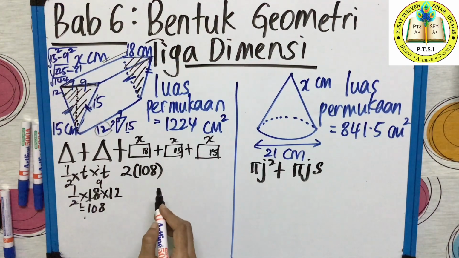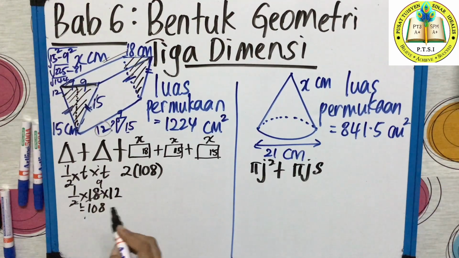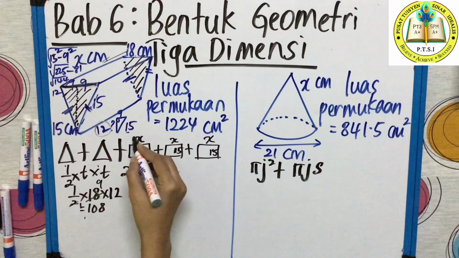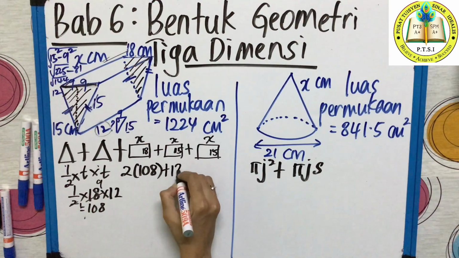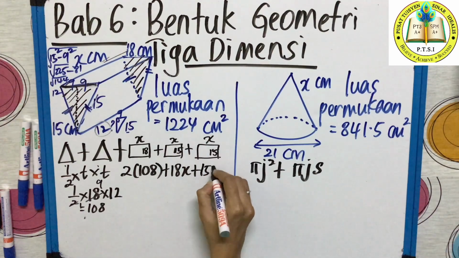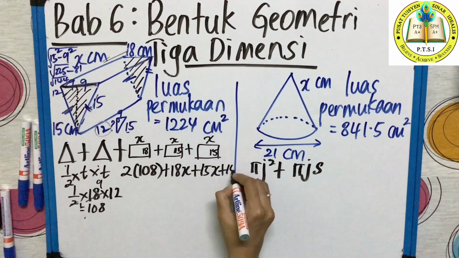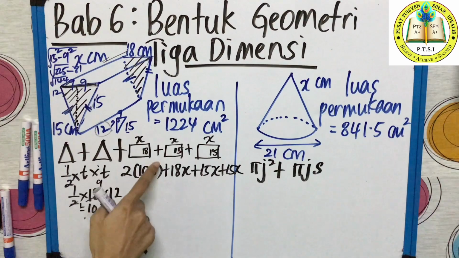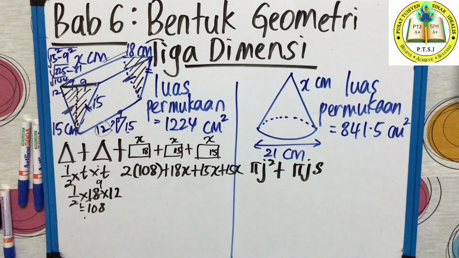What is the formula for rectangle area? Panjang kali lebar. At 18 times X, you get 18X. Plus 15 times X, 15X. And the last one also 15X. Panjang kali lebar. Length times with the breadth. So now, you press your calculator.